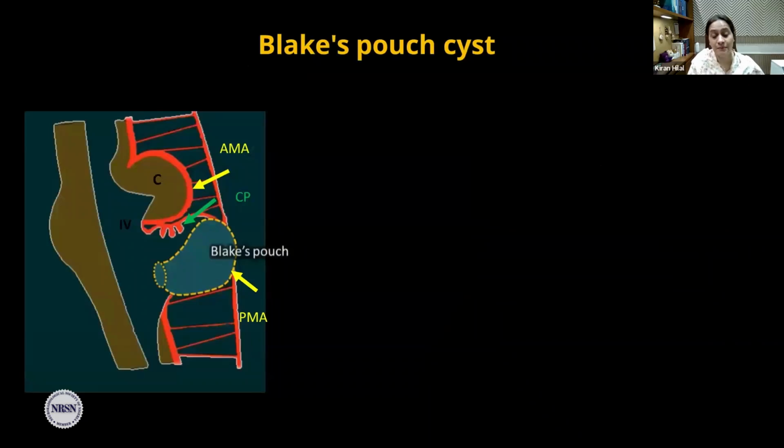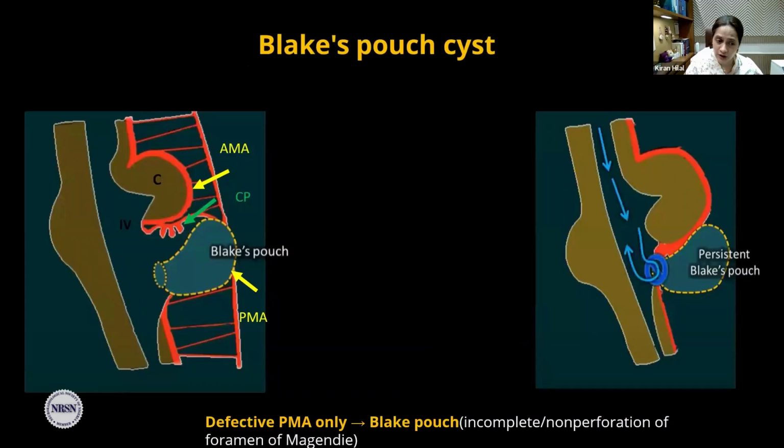So why was the Blake pouch found? I was asking you whether the Blake pouch is a normal variant or not. The Blake pouch is a normal variant which disappears between 6 to 12 weeks of gestation after the fenestration of the foramen of Magendie. Remember, it forms at 6 weeks, and by the end of 12 weeks of gestation a hole appears, fenestration occurs, and that hole is the foramen of Magendie. After that, there is free flow of the CSF from the fourth ventricle.